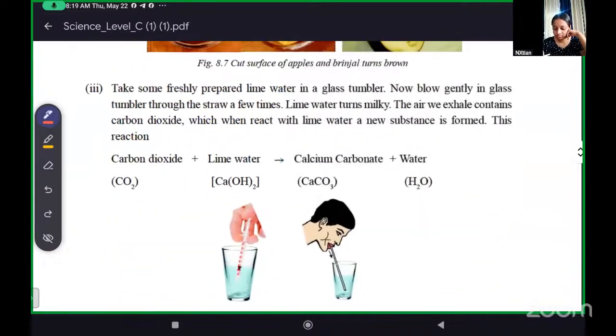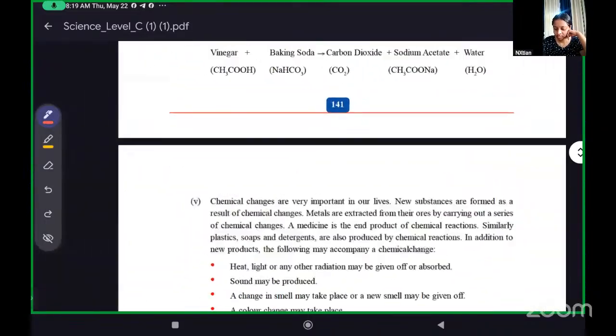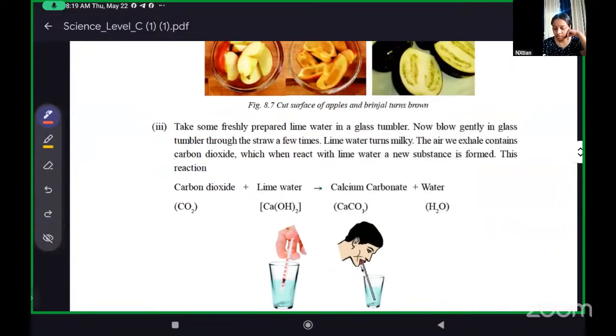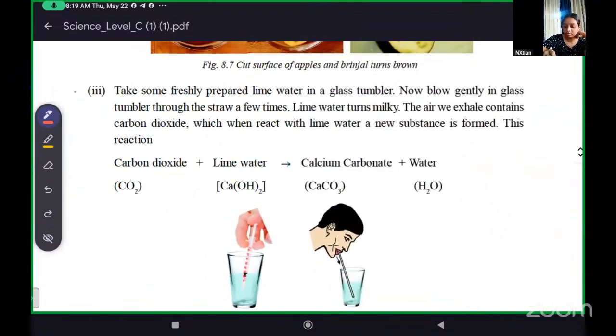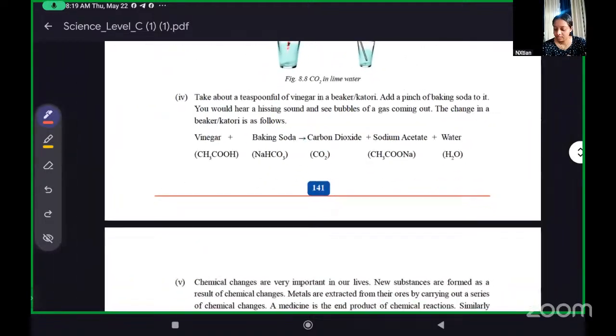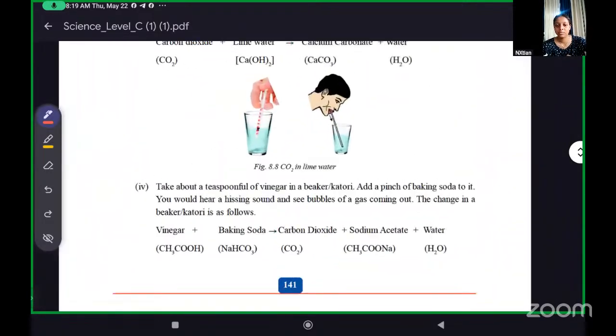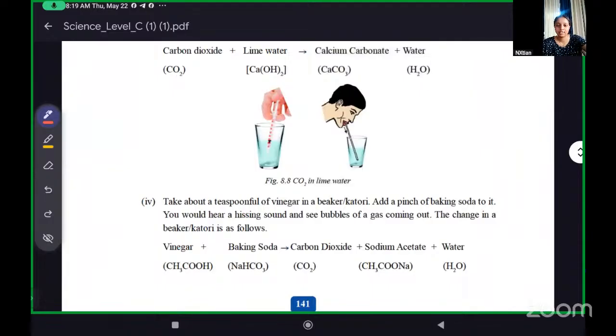We will stop here. We will start from the third part on Monday. It is a chemical reaction of lime water, calcium carbonate. We will start from this one on Monday. Tomorrow is going to be our science test, and Monday we will start. Take a 2 minute break, and then we'll start.